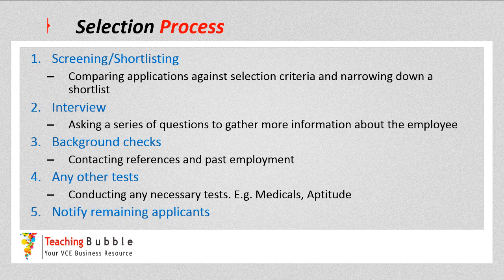Once those few are interviewed, interviews are firstly asking a series of questions to try and gather more information about the employee. The employee also tries to gather more information about the organisation and the job. So they're finding out about each other to see whether they're a good fit for each other. Then we can do background checks where we contact references, past employment, and all those type of things, again to find out more information about the employee. Then any other tests, this is where we can conduct any other tests, could be medicals, aptitude tests, anything that's necessary to see whether they actually meet the requirements for a job. And then the last step is to notify the remaining applicants, whether they've been successful or unsuccessful. So that's a selection process that we go through.